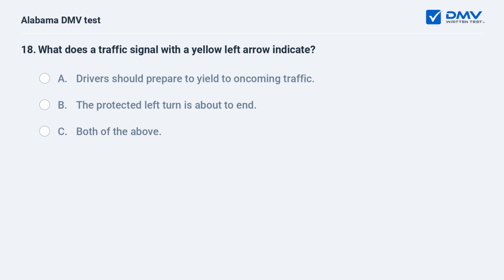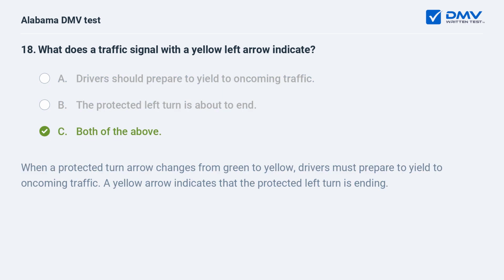What does a traffic signal with a yellow left arrow indicate? A. Drivers should prepare to yield to oncoming traffic. B. The protected left turn is about to end. C. Both of the above. The answer is C. When a protected turn arrow changes from green to yellow, drivers must prepare to yield to oncoming traffic. A yellow arrow indicates that the protected left turn is ending.